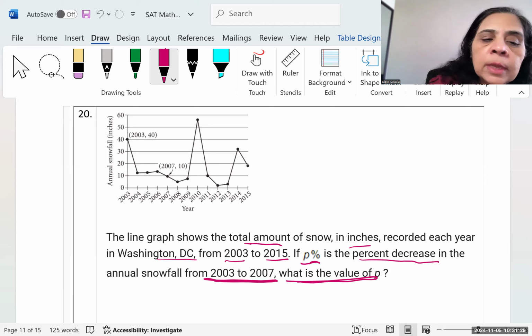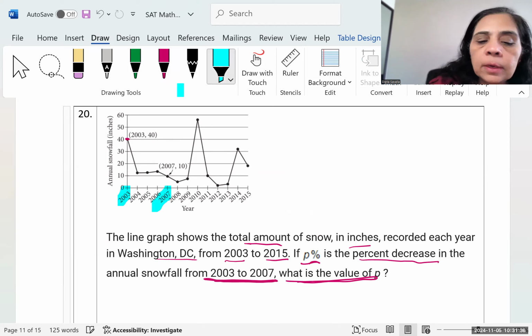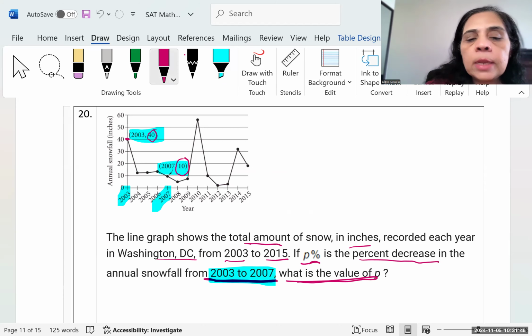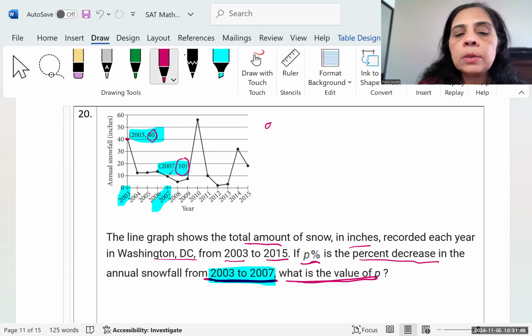So we can see here 2003 we have right here, and 2007 we have right here, right? So they give you these 2 points already. So we can see that's 40 and here is 10. What is the difference? What is the change? How do we find percent change?